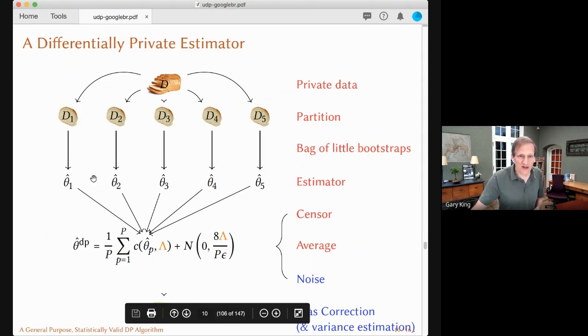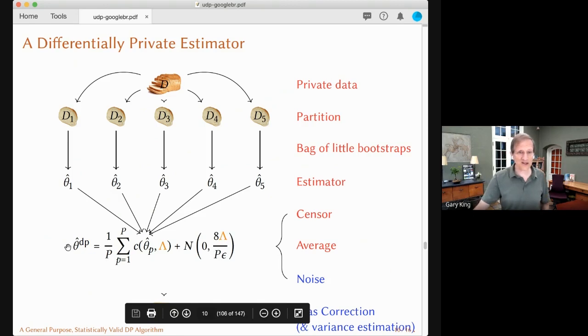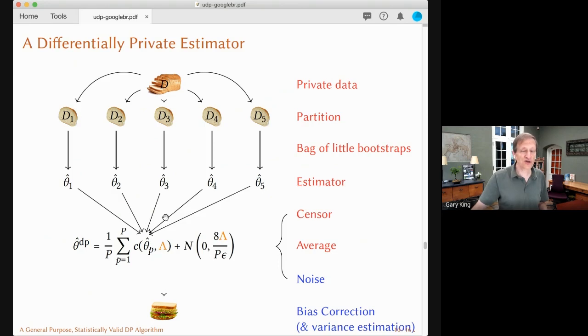So we're going to take the average of these guys, but we're going to censor them first. So it's the censored average of all these plus noise. Now, this is the same formula as for the mean, except instead of averaging over the n observations, now we're averaging over the p partitions. Now that has a tremendous advantage and a disadvantage. The tremendous advantage is that we don't have to come up with a different differentially private mechanism and a different statistical procedure for every statistical method out there. And there are an enormous number of them.